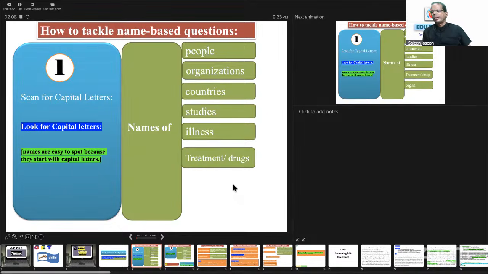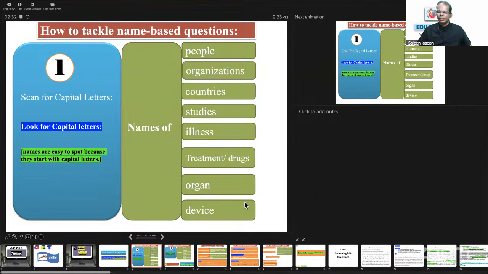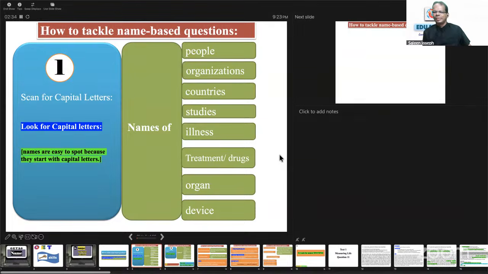then treatment or drugs. Treatment or drugs. Everything. This is only applicable to the question stem, not to the options, not to the answer options. This must be found, the name must be found in the question stem, the first line of the question. Okay, then only it will be applicable. Organ, name of an organ, or a device, name of a device. Okay.